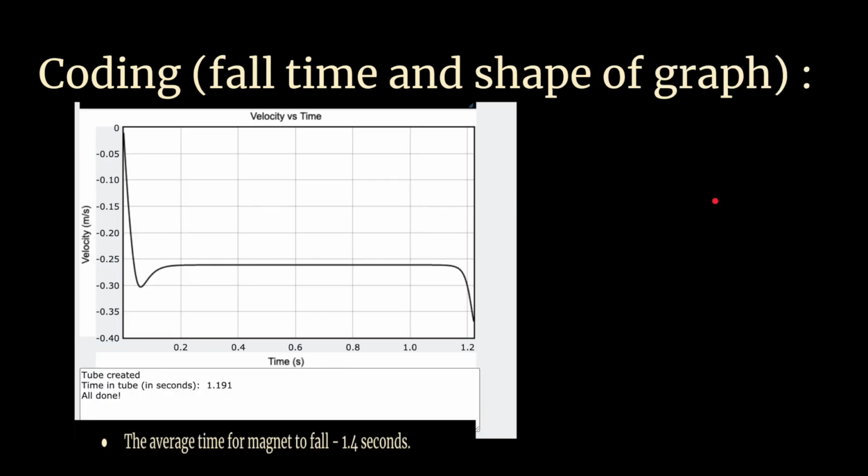Coding the fall time and the shape of the graph. The overall time the simulation found for the magnet to fall is 1.191 seconds, and the real-life experiment was 1.4 seconds. The computational simulation could be made more accurate by adding more rings to represent the aluminum tube better, as well as accounting for things like air resistance. Next, the shape of the velocity versus time plot indicates that the forces acting on the bar magnet are slowing the magnet down and acting oppositely to the gravitational force.